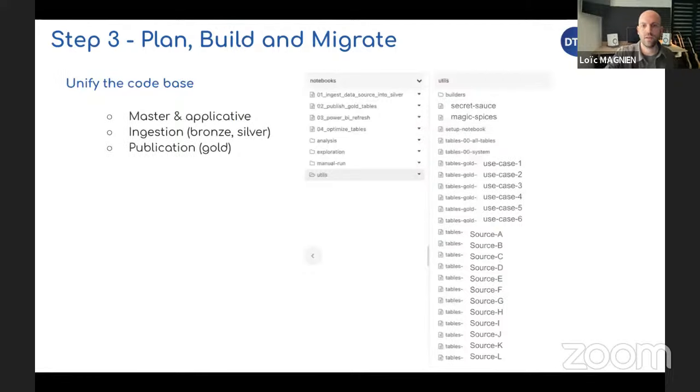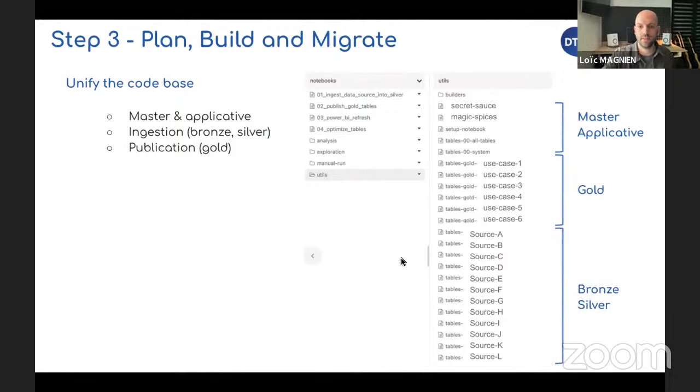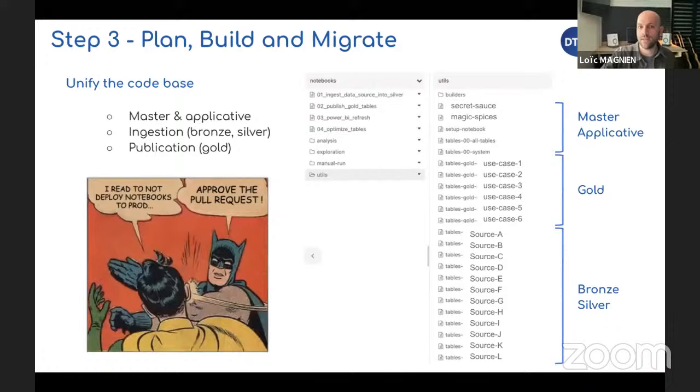Organize your code base. I don't think I should get too much into detail here. We have master notebooks, which are basically dealing with all the dependencies, libraries, installation, and so on. We have notebooks for the gold layers, and we name them all the same way, so we can refer to them easily. And same for the bronze and silver layers. We have those notebooks source by source. And we have already had this discussion on your webinar many times, but it's basically notebooks to production, or not to be.